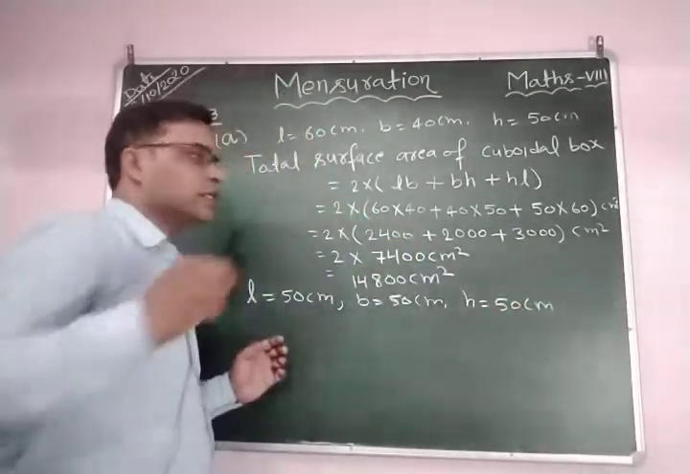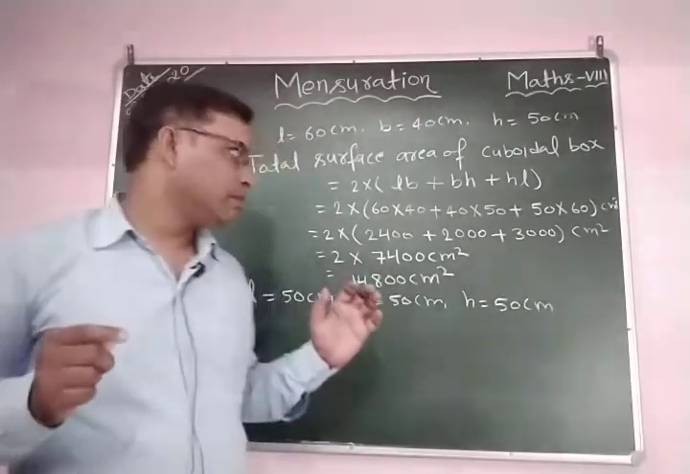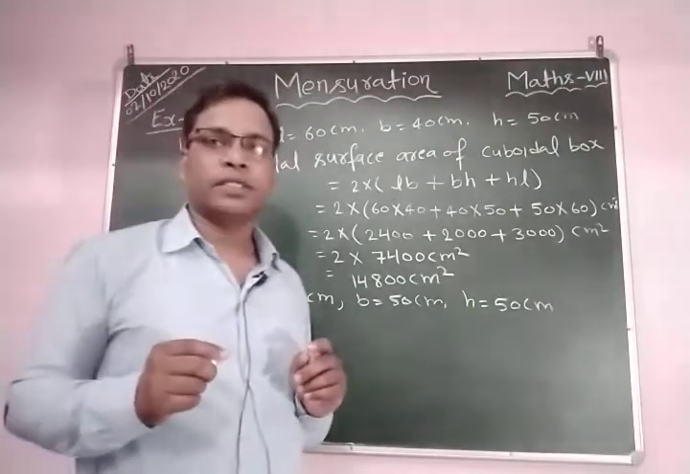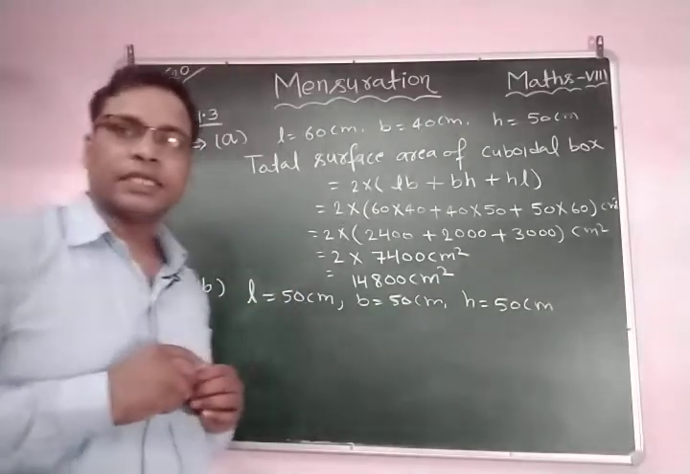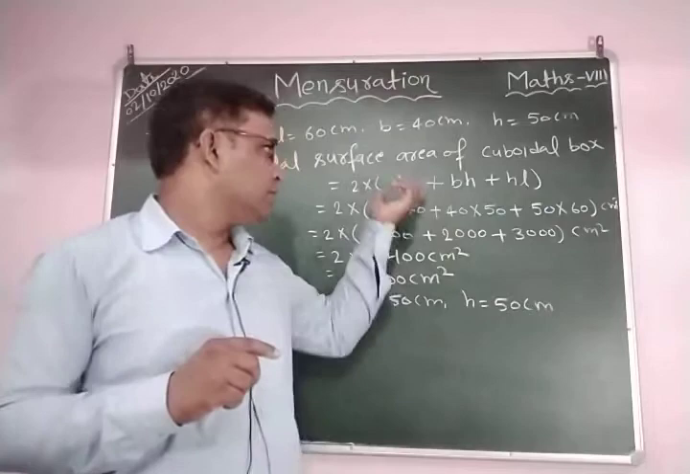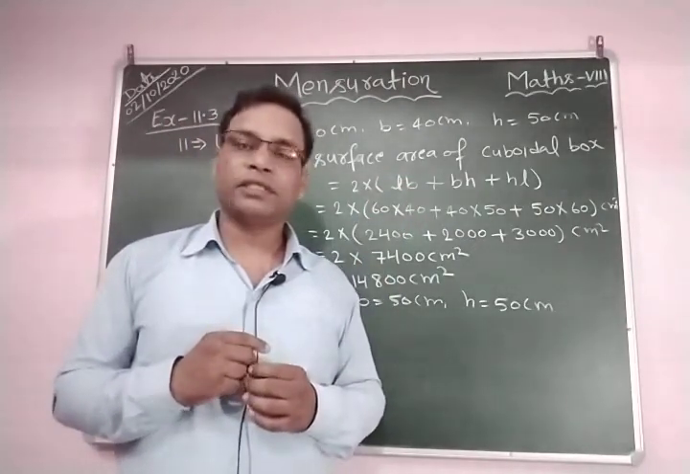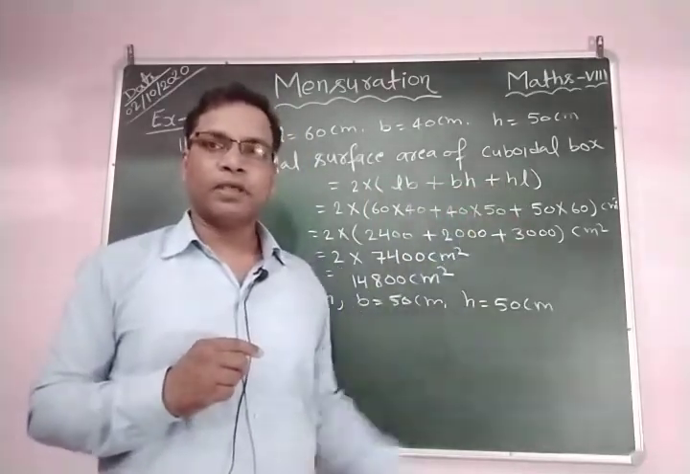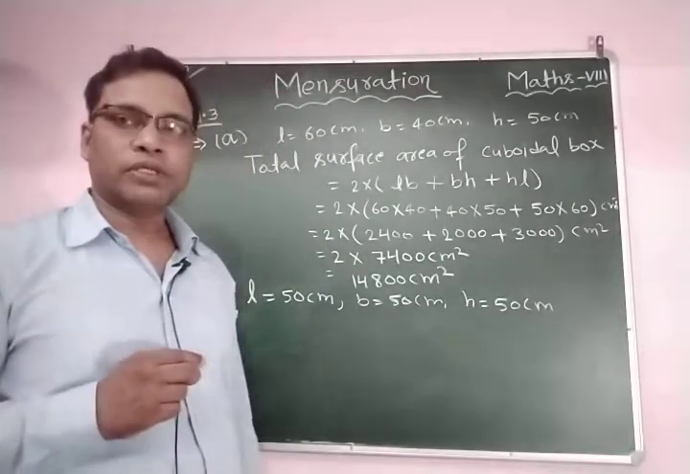So you can say this is a cubic box. Okay, so we find the TSA, meaning total surface area, of this box is equal to 6 into side square. Here you can also use this formula, 2 into (L plus B plus B plus H plus H plus L). Okay, so both ways you can find the area of box B.